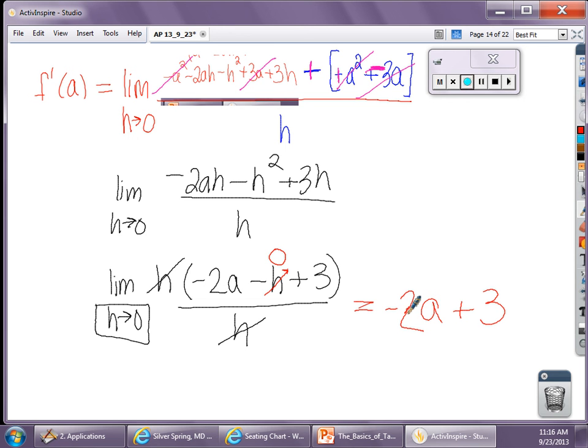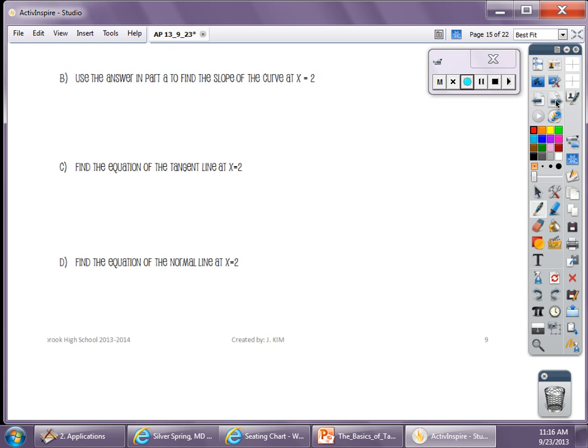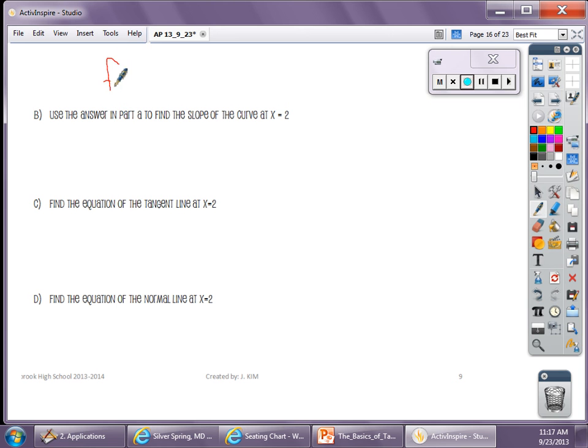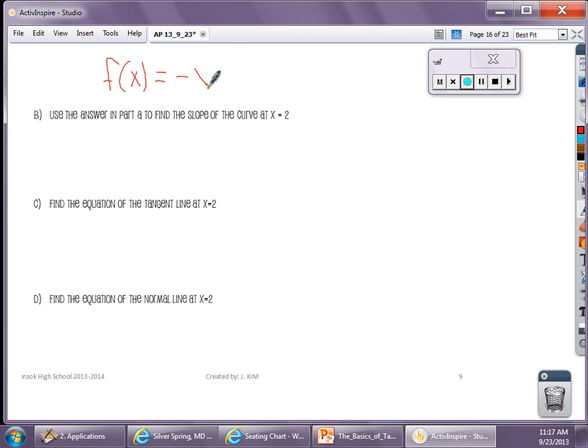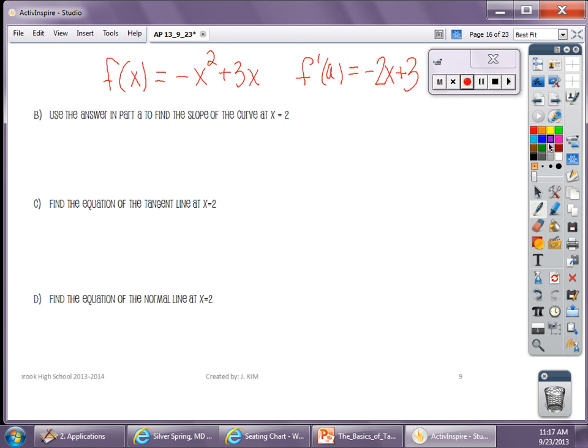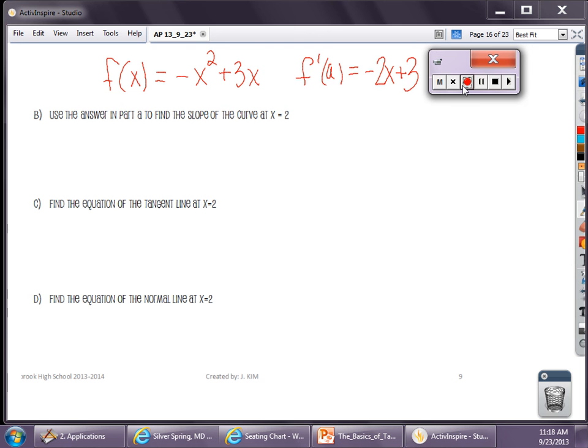What's the actual question after that? Well, let's look. We end up with a bunch of similar questions to the ones you've had before in 2.4. Just making sure, f of x was negative x squared plus 3x. f prime of a was negative 2x plus 3. So what do we get? Go ahead and do B, C, and D. You should be able to go straight through.